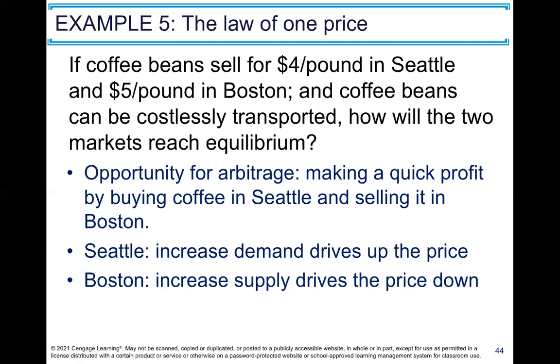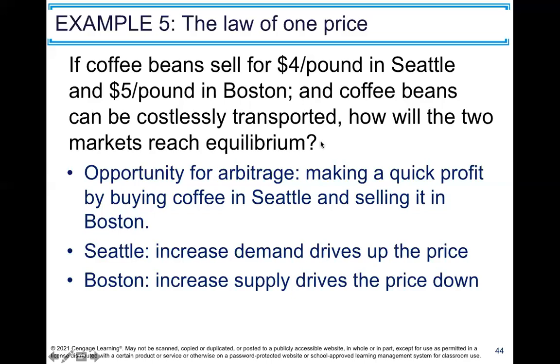If you're a little confused as to how this happened, go draw a supply and demand graph and show what happens when we have an increase in demand for coffee in Seattle. That's a shift in the demand curve to the right, and what happens to the price in Seattle. And then draw a different supply and demand curve for Boston and say that if we have an increase in supply in Boston, what happens to the price? You'll see the price goes down by just shifting the supply curve to the right. And why is this happening? Because we're buying all of this coffee in Seattle and we're going and selling it in Boston.